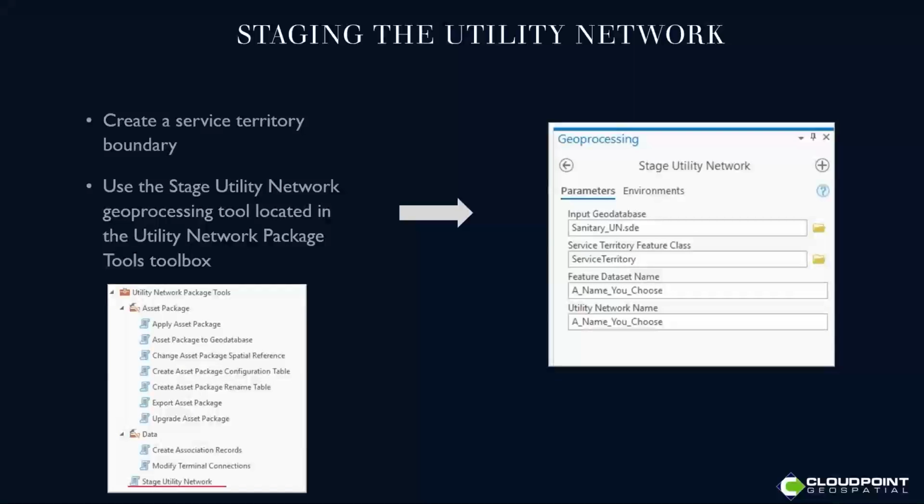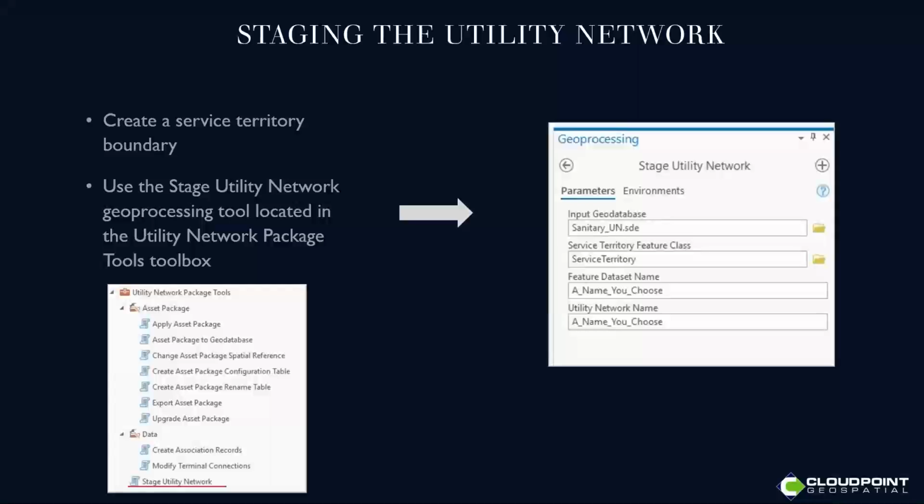So we're going to stage the utility network next. One other important thing to note here is before you do this, you're going to want to make sure that you're logged into Pro as the utility network owner with the utility network license. This is the time to do that if you weren't already logged in. And also before we stage the utility network, we're going to need to create a service territory boundary using the feature class in your asset package. This boundary will cover the area served by your utility system. It is virtually impossible to alter this once the network is created, unfortunately. So you're going to want to make sure that your boundary is large enough to cover future growth and expansion.